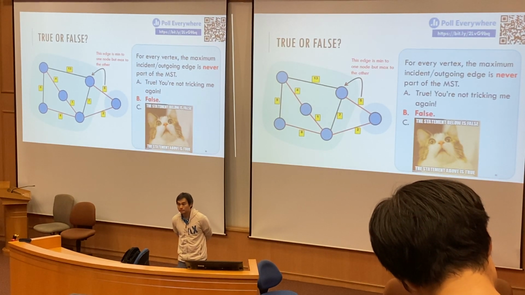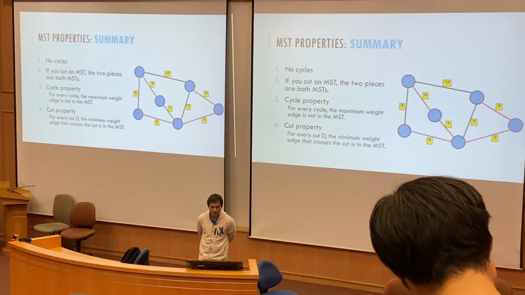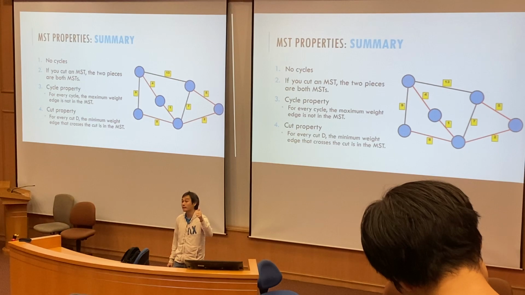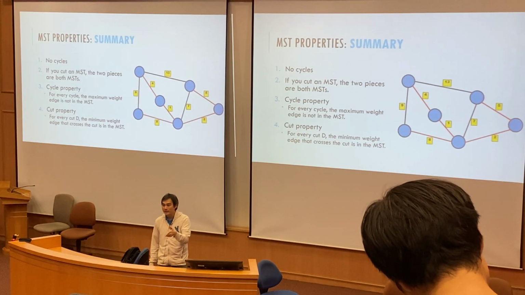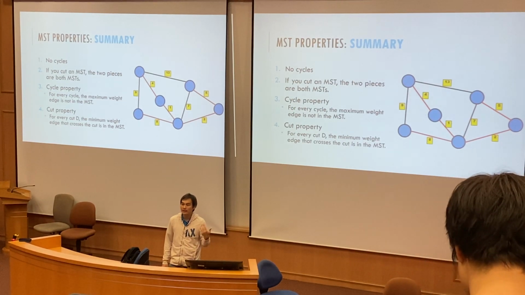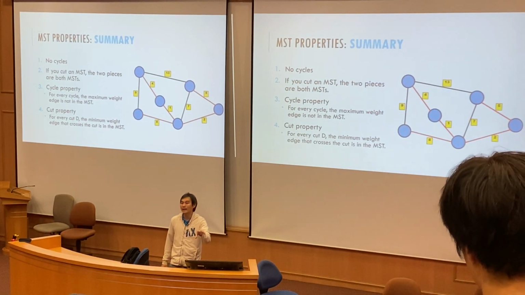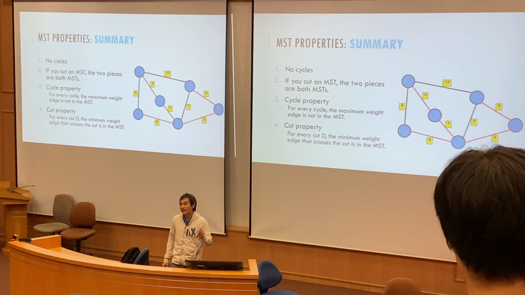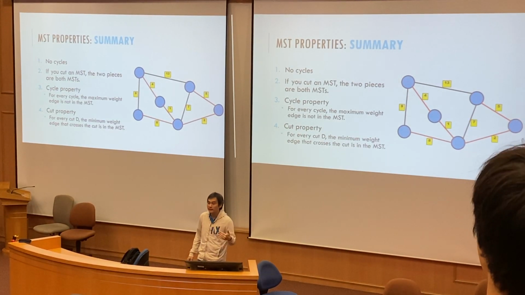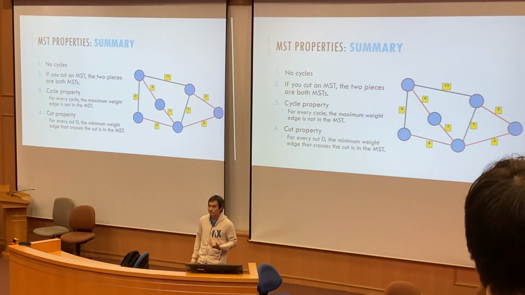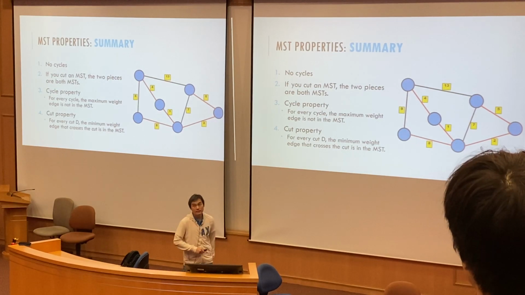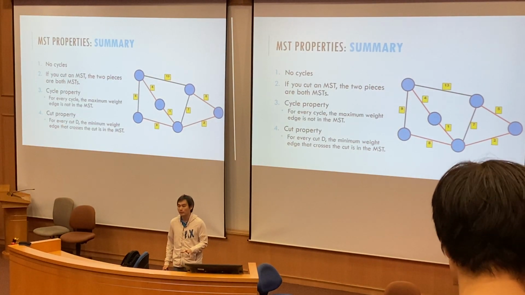So remember the 4 properties. Number 1, no cycles. 2, if you cut an MST, the 2 pieces are also both MSTs. The cycle property says that for every cycle, the maximum weight edge is not in the MST. And the cut property says that for every cut, the minimum weight edge that crosses the cut must be in the MST. Today, I would say this one is the important one, the cut property. Let's see why.